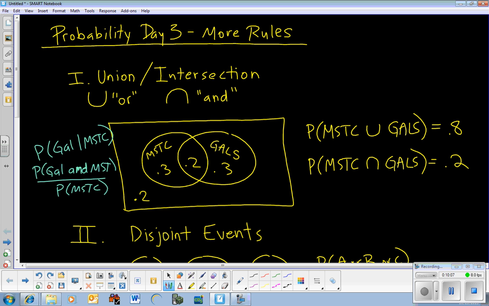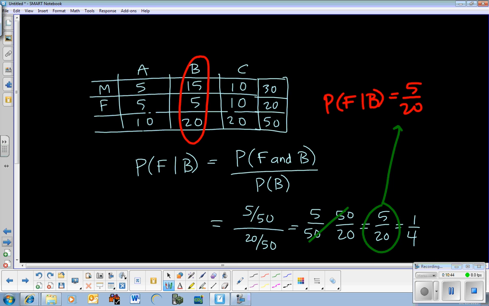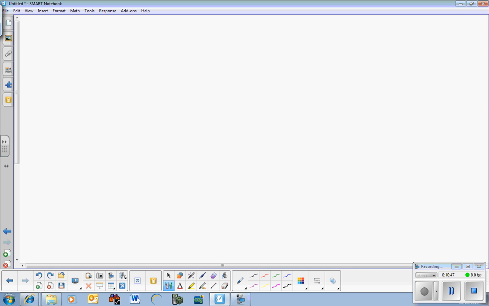I can kind of get this answer just by the given info. Given MSTC, I'm talking about 50% of the people, 0.5 if you add up both of these numbers. And gal given that is 0.2 over 0.5, because 0.2 is the amount of gals who are also MSTC. 0.2 out of 0.5, so that's 40% probability. All right, the formula is going to work, and it'll be given in scenarios where it's not that easy to tell. Okay, so the last thing I want to talk about is tree diagrams.